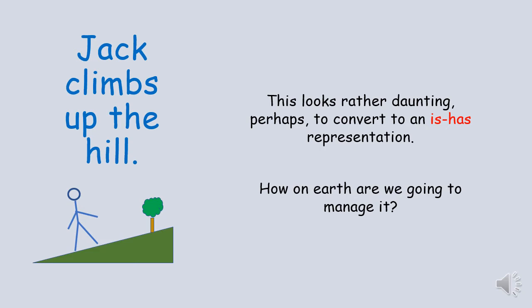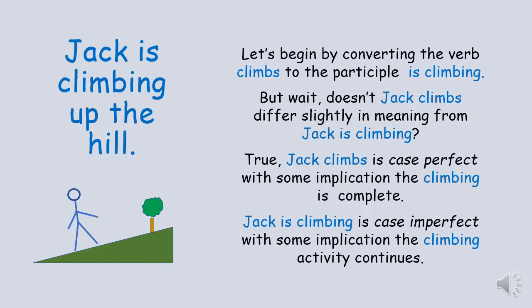Consider the sentence, Jack climbs up the hill. This looks rather daunting perhaps to convert to an is-has representation. So how on earth are we going to manage it? How are we going to go about it? Let's begin by converting the verb climbs in the sentence to the participle is climbing. This transforms the sentence to Jack is climbing up the hill.